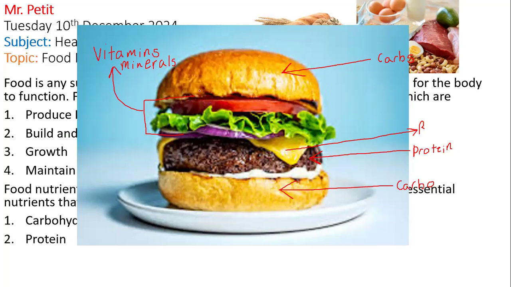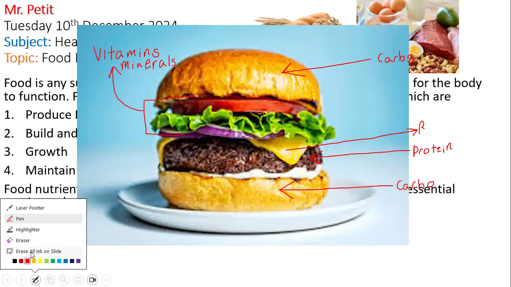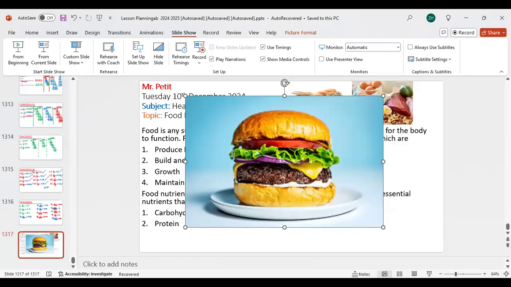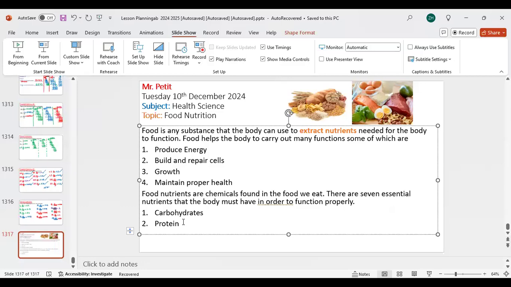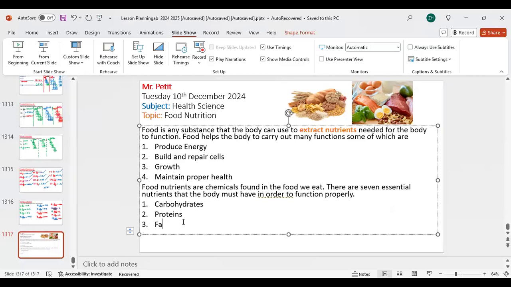But this is how we break down a sandwich. The buns are the carbs, the protein is the beef and the cheese, and the vitamins and minerals are the onions, the lettuce, the tomatoes. All right, does that make sense to y'all? Yes, sir. Good. So the next time you bite into a hamburger, remember that. All right, proteins, and the third one is fats. Oh, I forgot about the fats. The beef is also fats too, because it's cooked in oil and all that stuff.